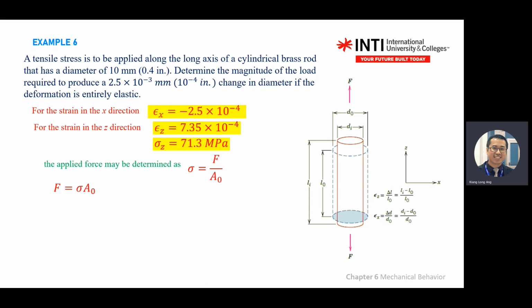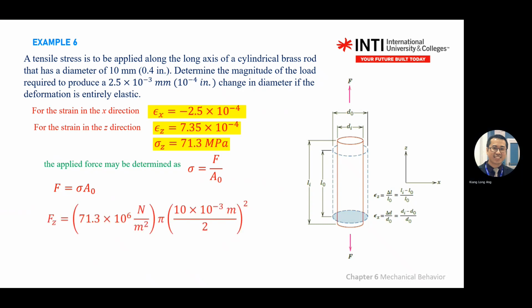So the area here, you know that it is a circle. Area of a circle is pi r square, or pi d square divided by 4. Right? Then you rearrange the equation, stress equals force divided by area. You move the area to the left, you get your force. Okay.